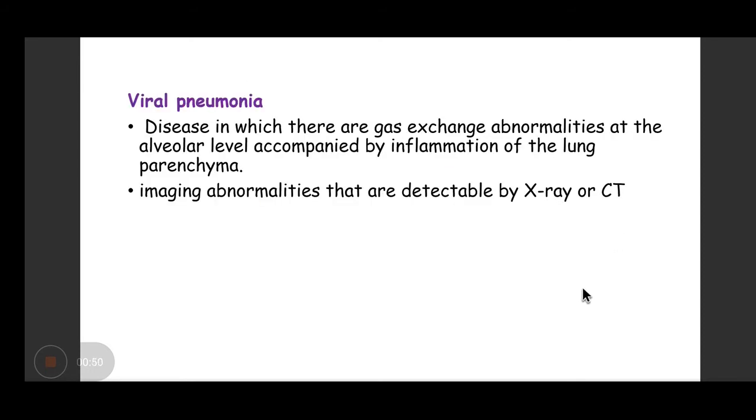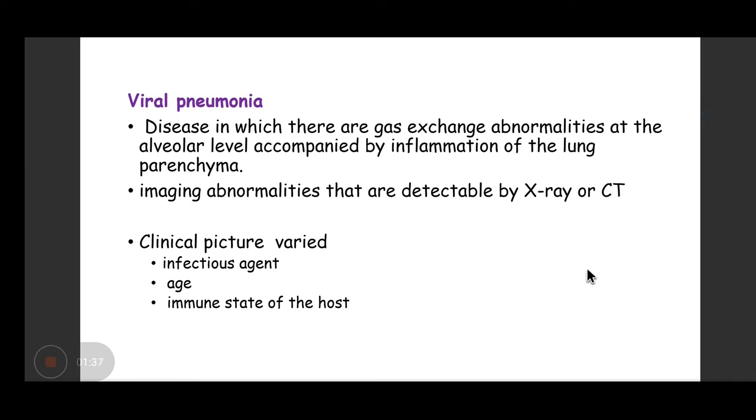So, what is viral pneumonia? It is a disease. Normally, the viruses cause infection of the upper respiratory tract, but when this infection reaches the lower respiratory tract, to the alveoli, and it causes problems with gas exchange and gas exchange abnormalities, then we call it pneumonia. It is because of the associated inflammation of the lung. And when this happens, the same can be seen in your X-ray and CT. In your imaging, you will see imaging abnormalities.